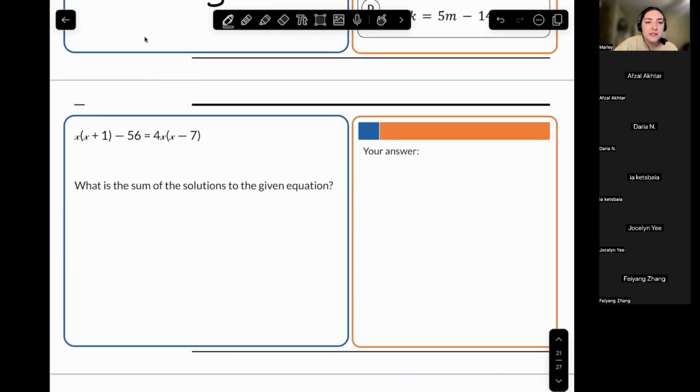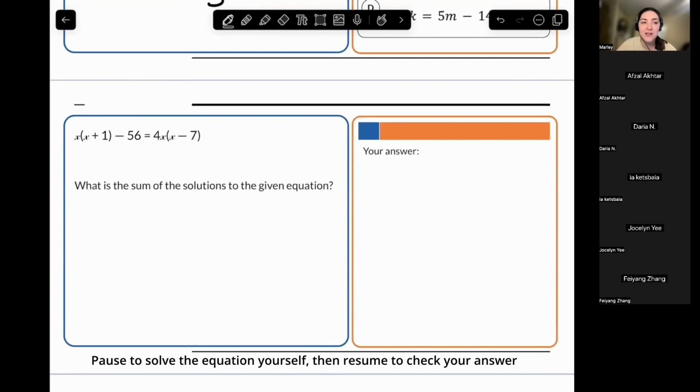They're giving us something like this. They want to know what's the sum of the solutions. You can solve this again in any way you want. You can use Desmos, you cannot use Desmos, whatever's fastest for you, I'm cool with. We'll give you guys a few minutes and then we'll go through it.